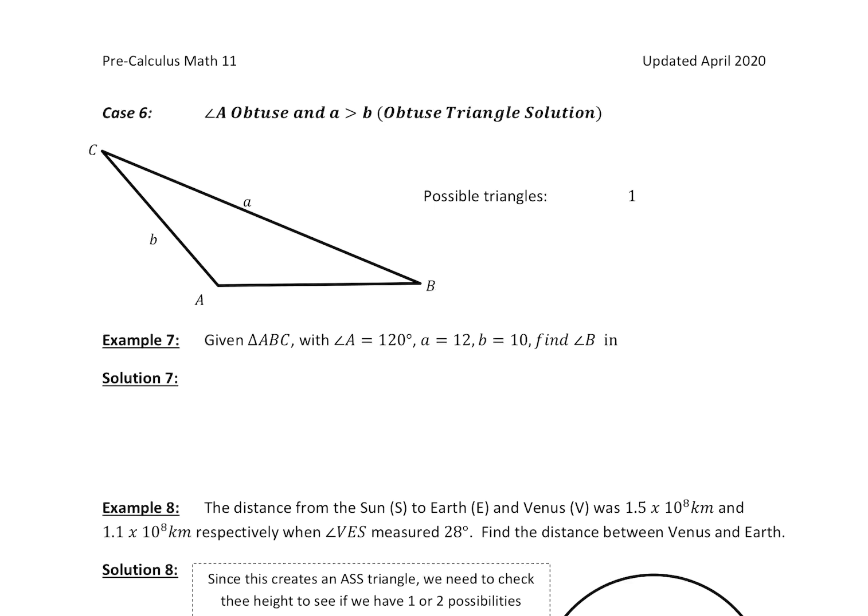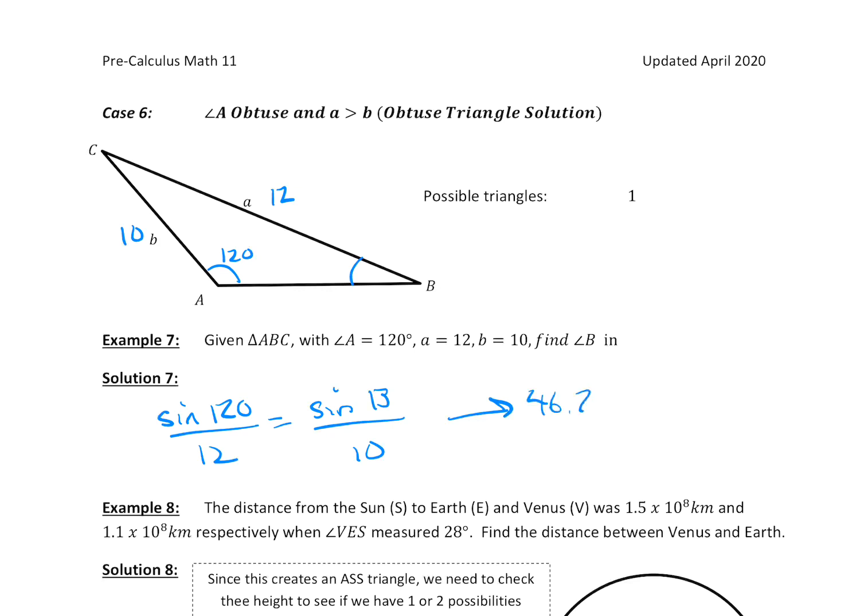And this is just a very straightforward sine law question. You have angle A 120, side A 12, and B is 10. A is greater than B, so we know we're going to have one triangle. What's angle B? Sine law. So sine of 120 over 12 equals sine B over 10. Work that out, and you're going to end up with angle B equal to 46.2 degrees.